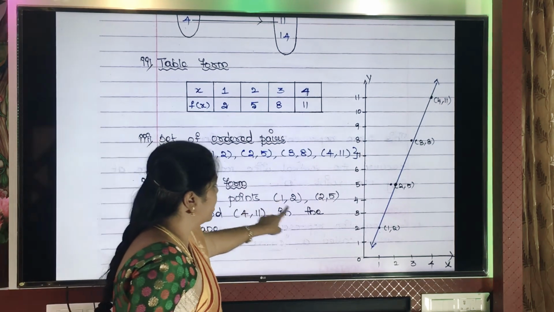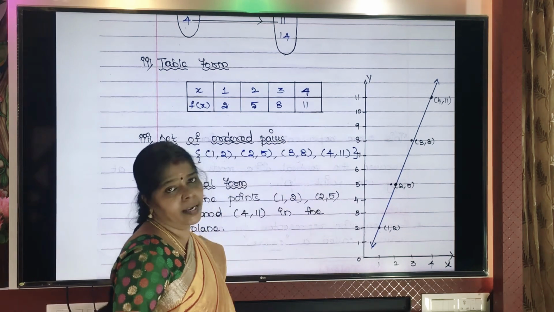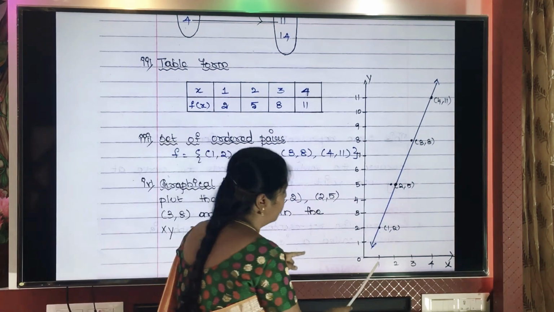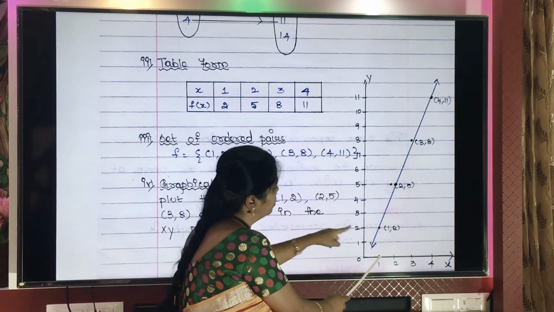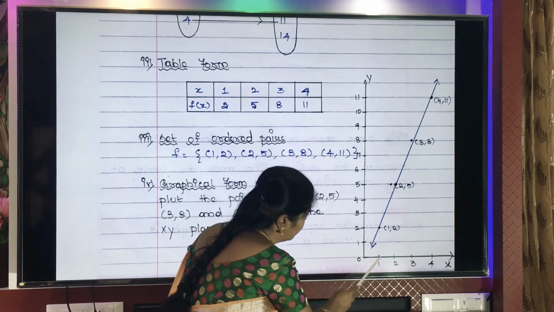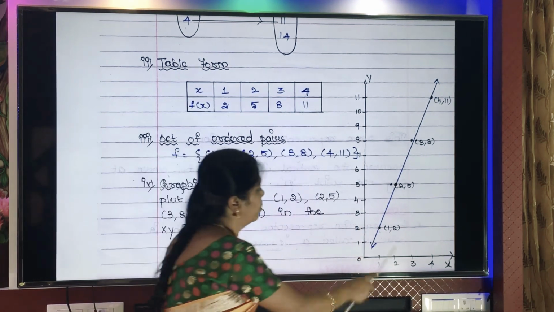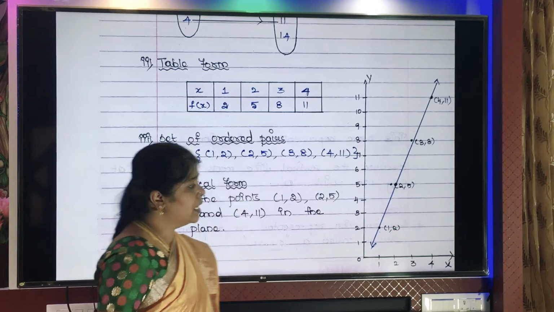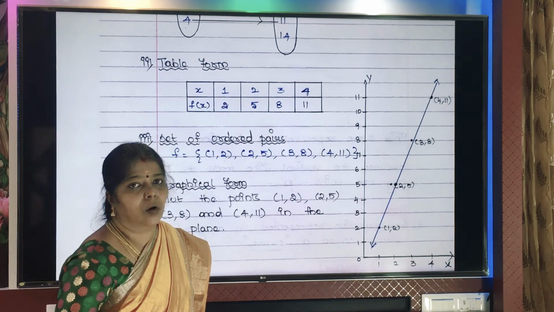Always the first number is for the x-axis, the second coordinate for the y-axis. So where is 1? 1 is here. For 1 the image is 2, so you find 2 on the y-axis. With this, 1, 2 coincide, so write 1, 2 here. In a similar manner you need to plot the other ordered pairs also.